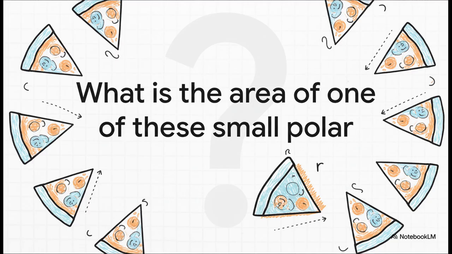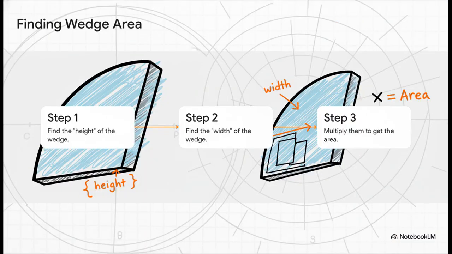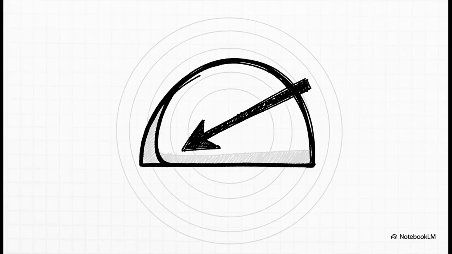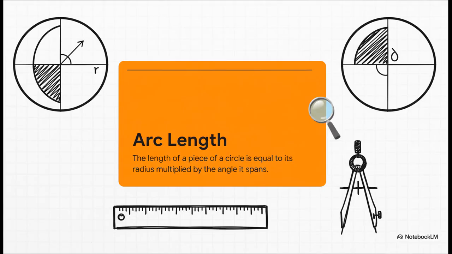The answer to our r mystery is right here. The idea is simple. Find its height and its width. But as you can see, they're not exactly straight. The height part is easy. It's just a tiny step away from the center, which we call dr. But that width, well, that's a curve, an arc. And for that, we need a little bit of geometry.